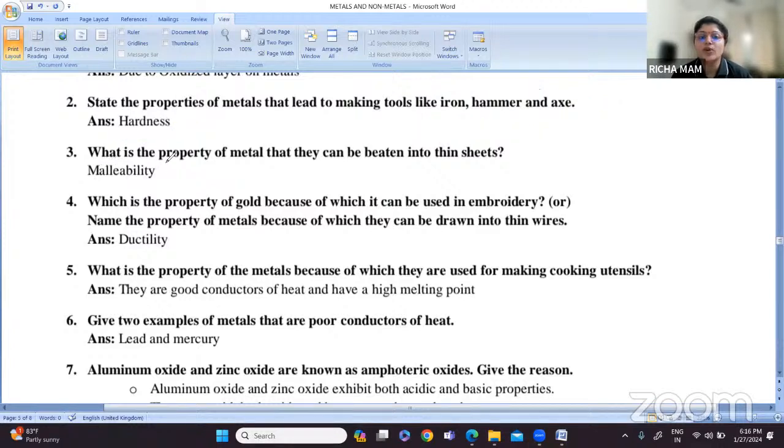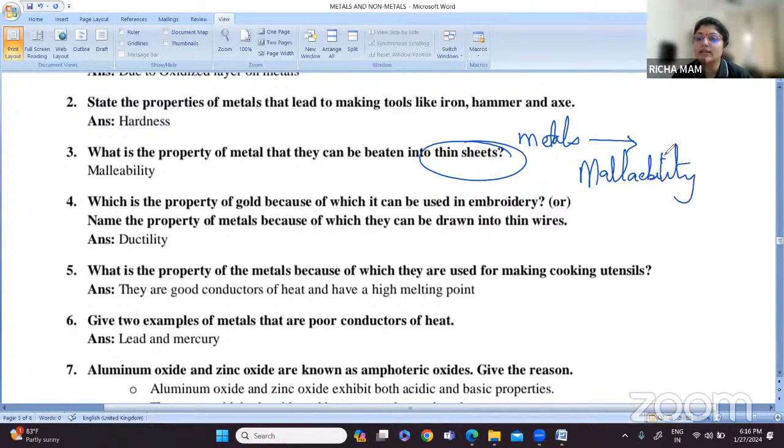Next is, what is the property of a metal that can be beaten into thin sheets? We have seen that metals can be converted into thin sheets, and this property of converting the metal into thin sheets is called malleability. We say that metals are malleable. Why do we say metals are malleable? Because they can be converted into thin sheets. They have a property of malleability.